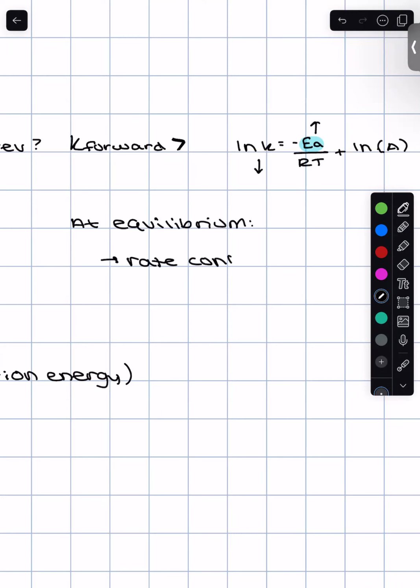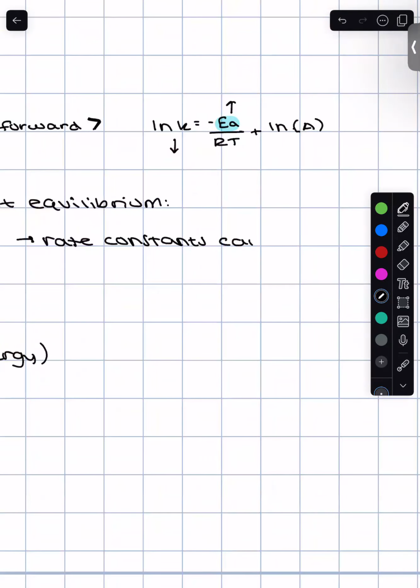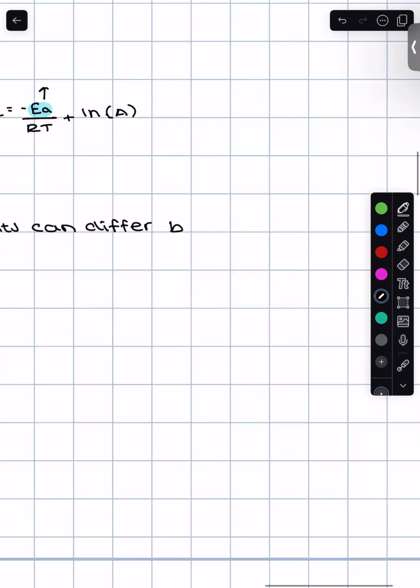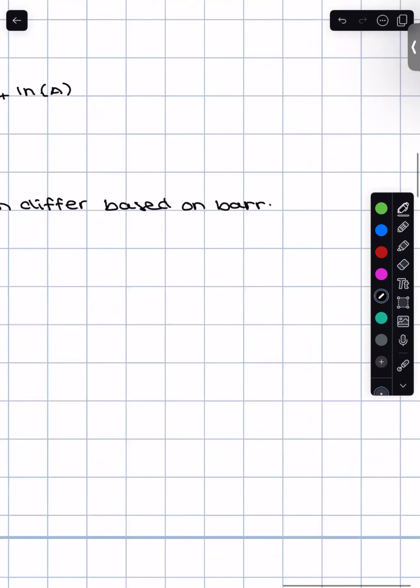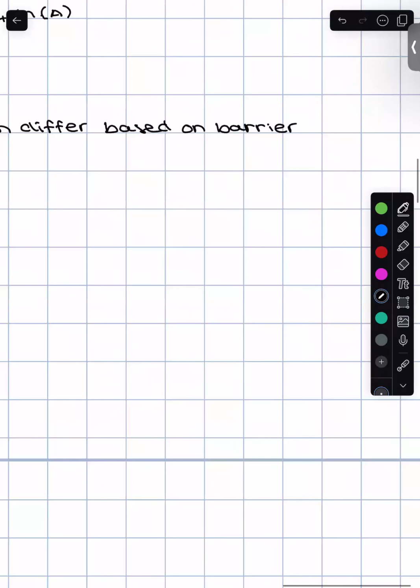rate constants can differ based on activation energy, because I'm going to consider that at equilibrium, the forward and the reverse are happening at the same temperature.